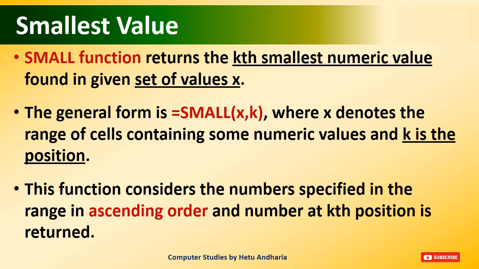Nice. Small function returns the kth smallest numeric value found in the given set of values x. The general form is equal to small into bracket x comma k, where x denotes the range of the cells containing some numeric values, while k is the position. The function considers the numbers specified in the range in ascending order, and the number at kth position is returned. Now practically I will teach you both the functions.